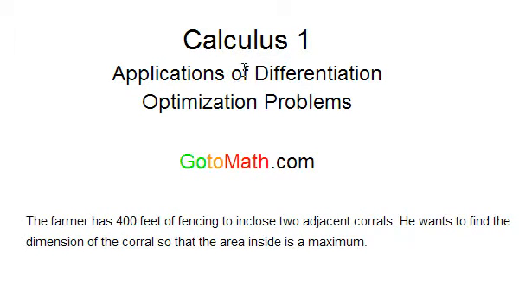Alright, in this section here, we are still talking about optimization problems. We've got a farmer who's got 400 feet of fencing to enclose two adjacent corrals, and he wants to find the dimensions of the corral so that the area inside is a maximum. This is a typical optimization problem that you'll find in an engineering calculus class or in just a survey calculus class.